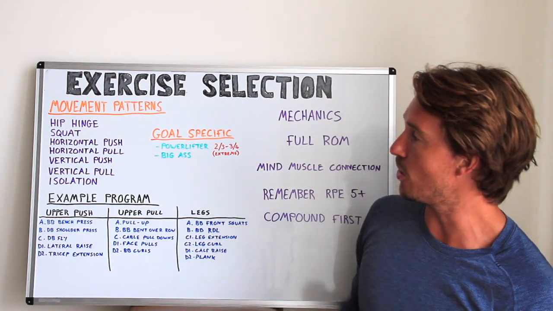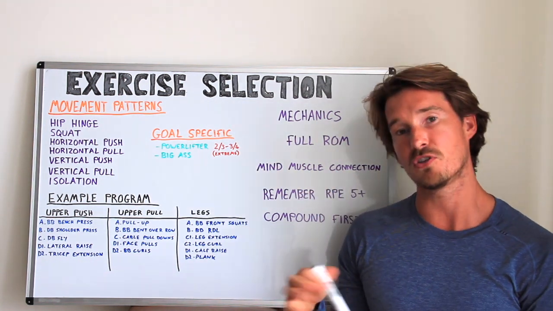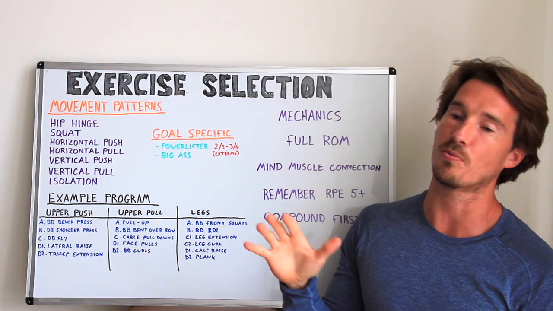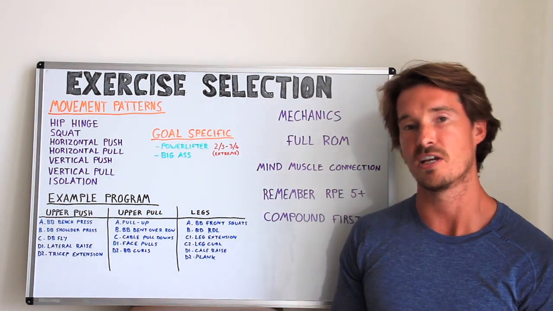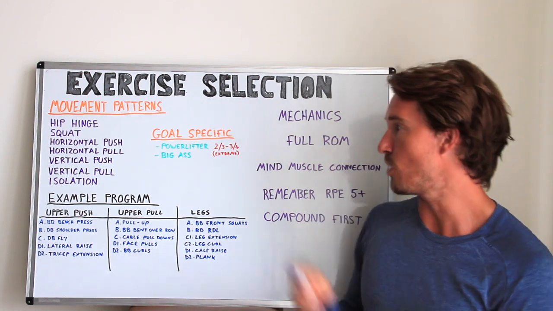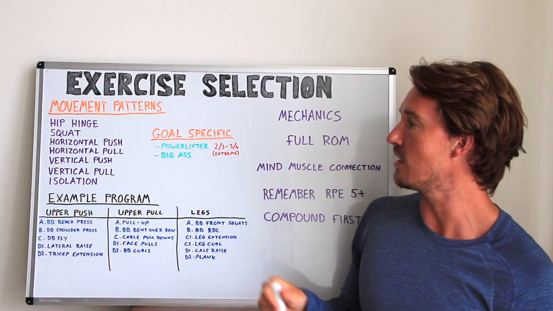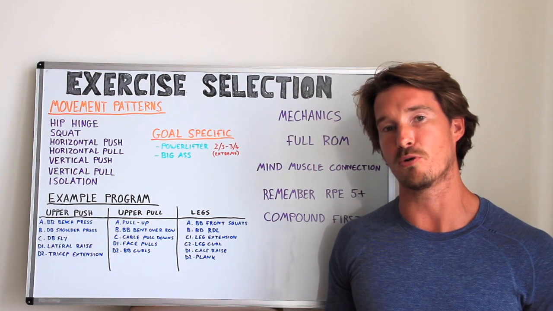And then we have isolation. So isolation, obviously not a movement pattern, but this is where we're going to incorporate things like bicep curls, lateral raises, and we'll stick core work in there as well. So as you can see, by incorporating all of these things, this is going to give you a well-rounded program.